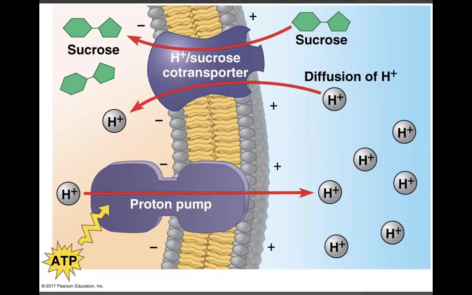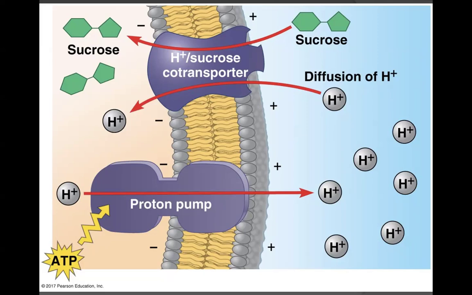This slide here illustrates the concept of co-transport and also of pumps. So here we've got a proton pump, and proton pumps are important in creating a concentration gradient. Once again, we have active transport, we have the use of energy, and we are going from an area of low to high concentration. So that means the proton pump is going to be responsible for taking hydrogen ions or protons from the inside to the outside of the cell. This is going to help create a concentration gradient.